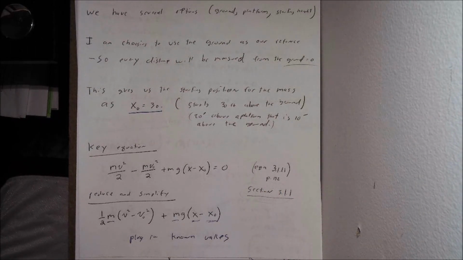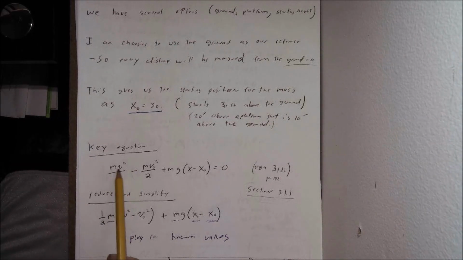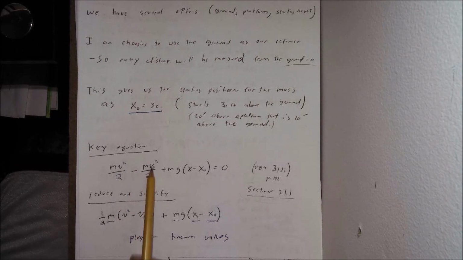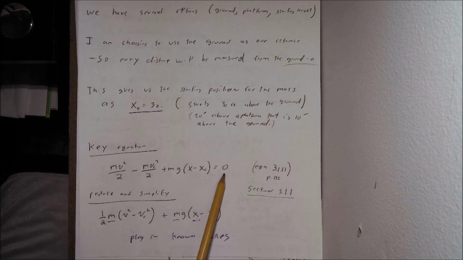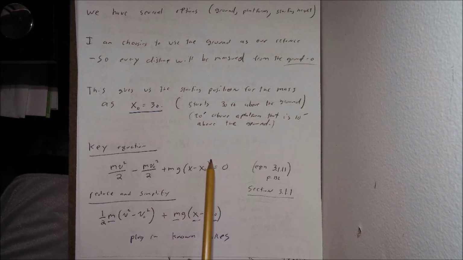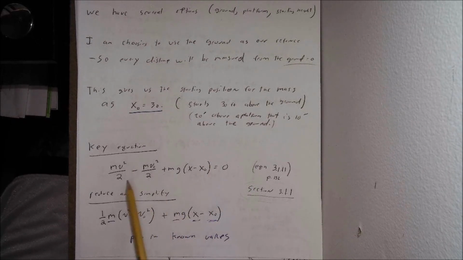Our key equation here is going to be mv squared over 2 minus mv naught squared over 2 plus mg times (x minus x naught) is equal to 0. Now that we have our governing equation, we want to think about what we know. Which of these variables do we have information for that we can plug in, and then reduce and simplify it down? I can notice here that I can pull out a 1/2 in front of this and an m in front of this.